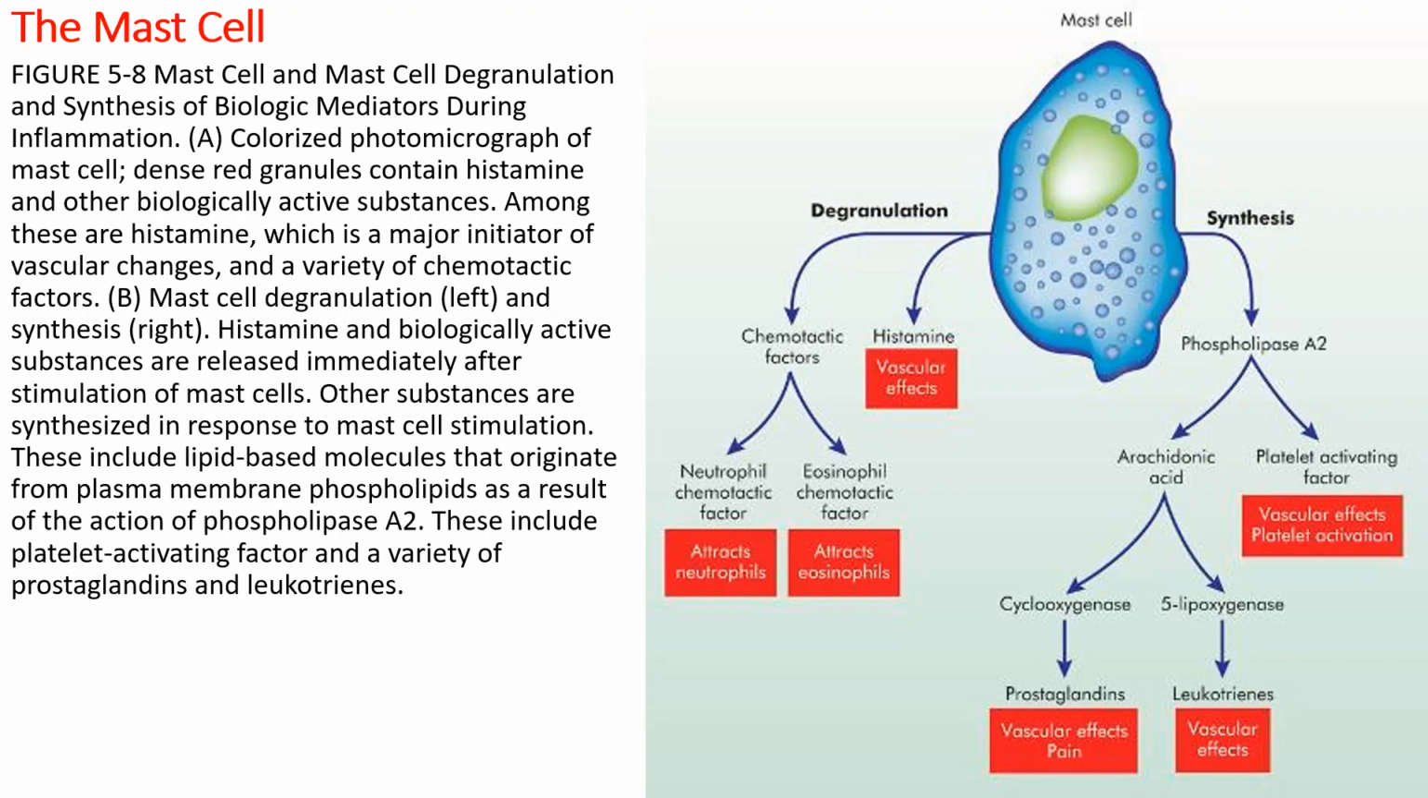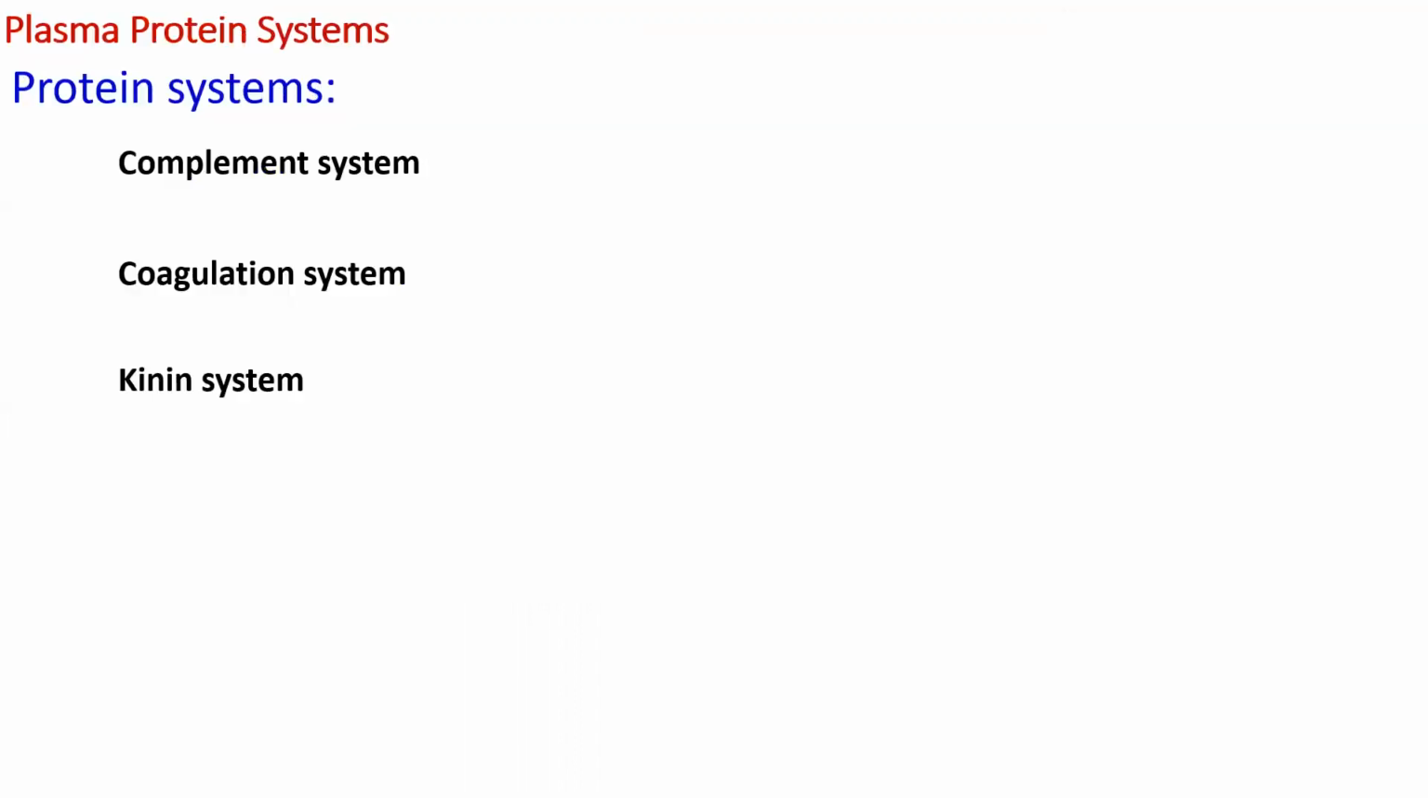Mast cells undergo production of the chemical mediators, either through the synthesis or degradation. The protein system also is a form of mediator production. We have complement system, coagulation system, kinase system, and all contain active enzymes, like proenzymes, sequentially activated.